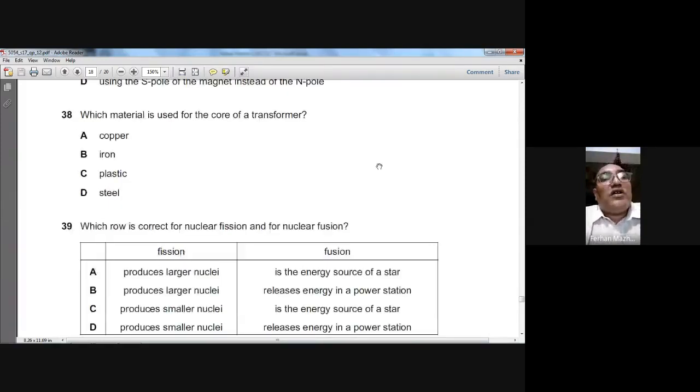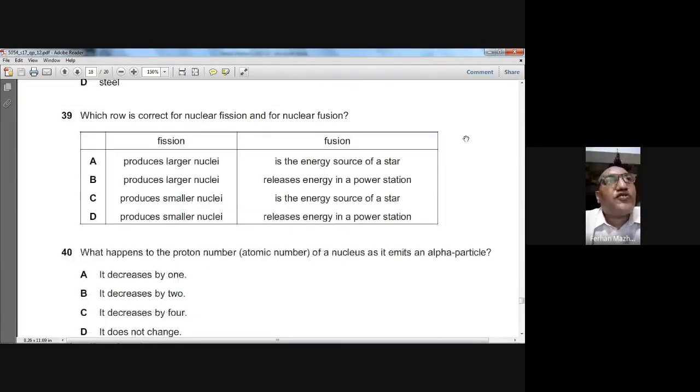38. The 38th question is on your screen. Which material is used for the core of a transformer? The core of the transformer is always made from a soft magnetic material. We use iron. B is the choice. For 38, B is the choice.